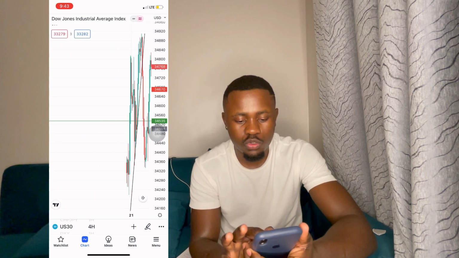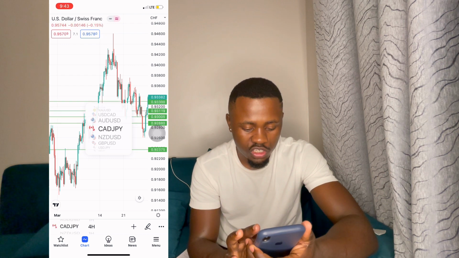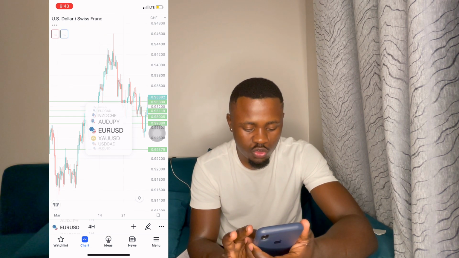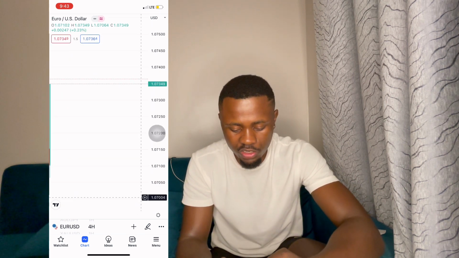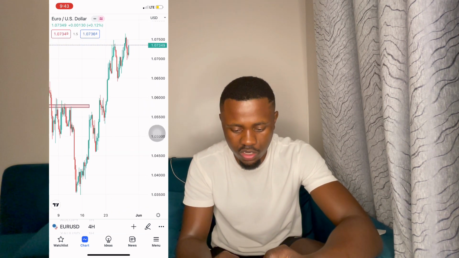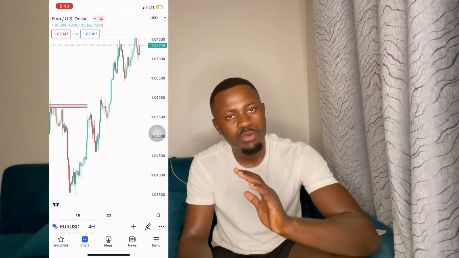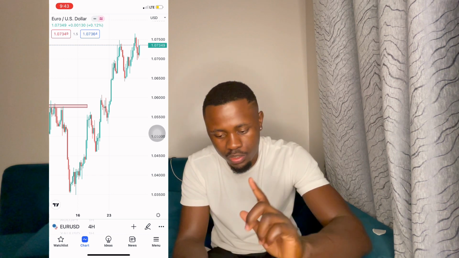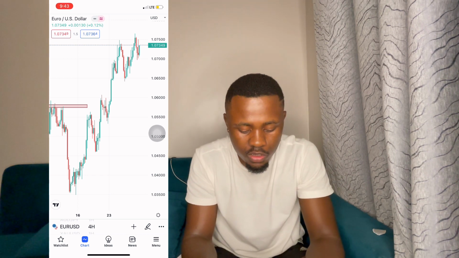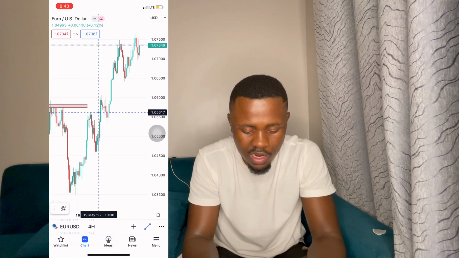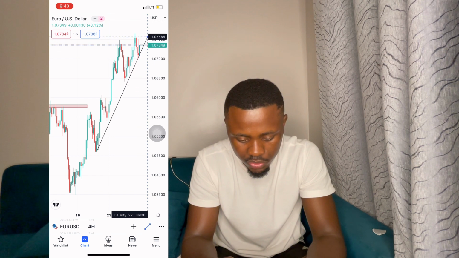So let's jump on and choose another currency here. We are going to choose the most traded currency pair in Forex. This is the EUR/USD. We currently have an uptrend. You can see this is an uptrend. An uptrend is just a market going up. If you're a beginner and you don't know what an uptrend is, it's just a market going up. Same thing here: we just add our trend lines. We add our trend lines like this.